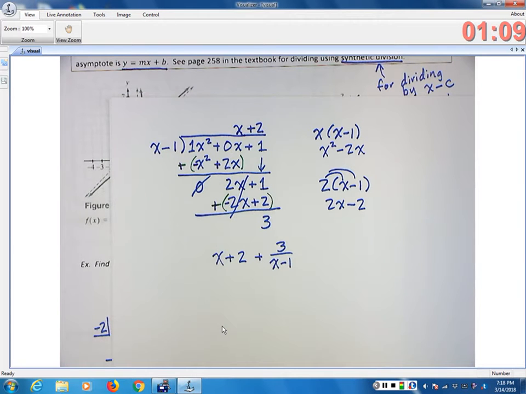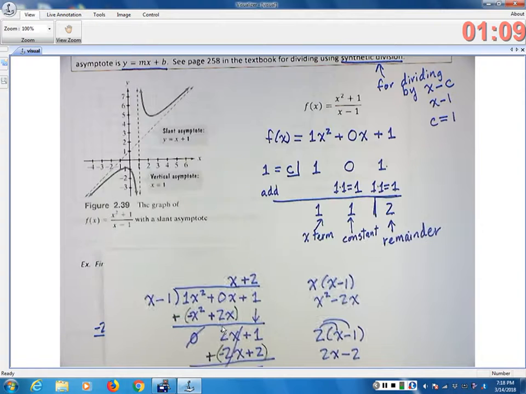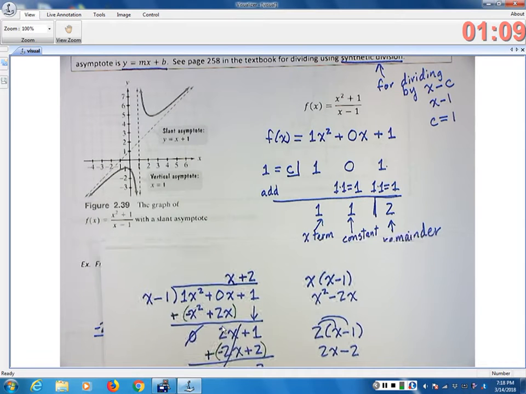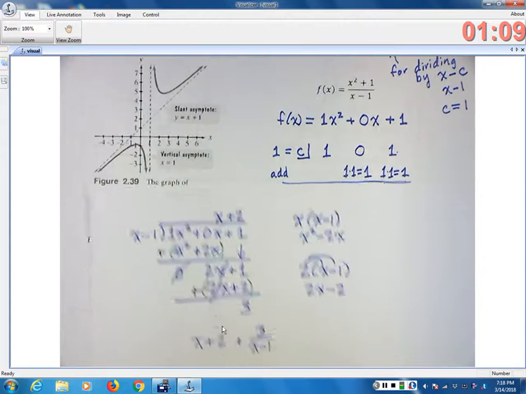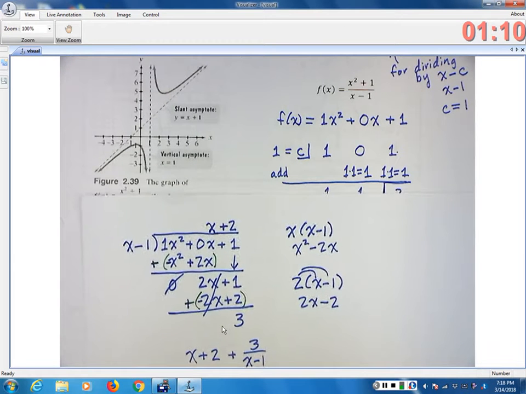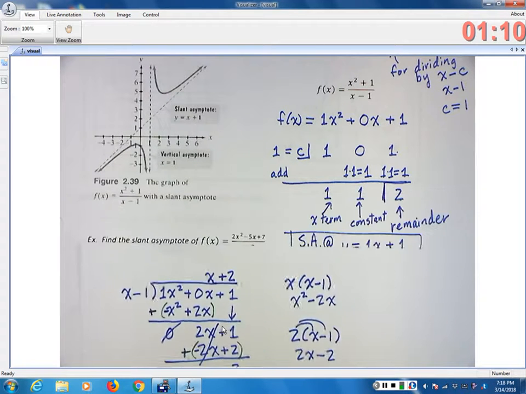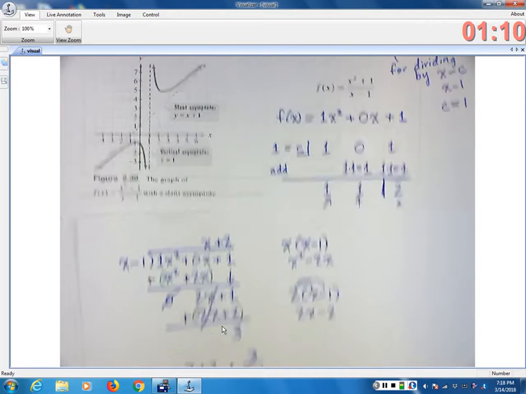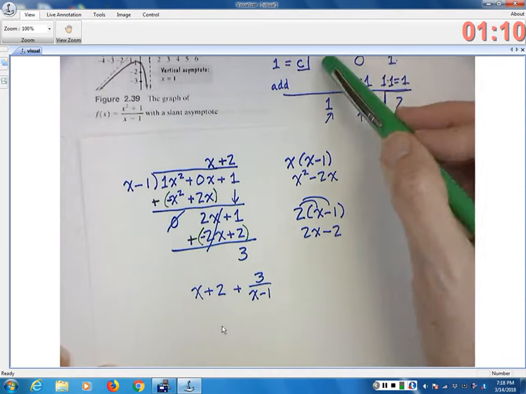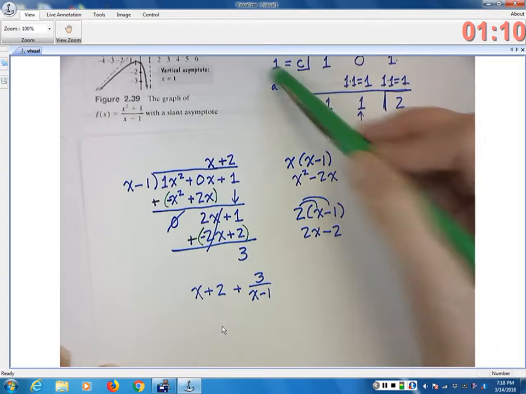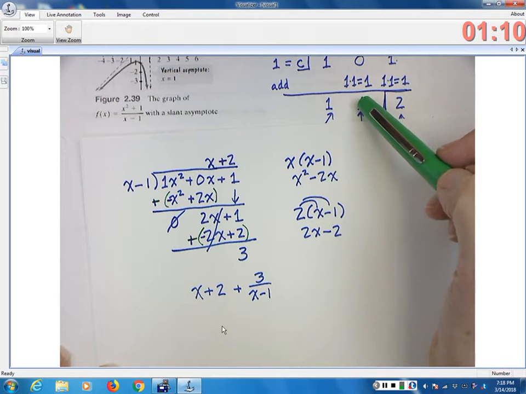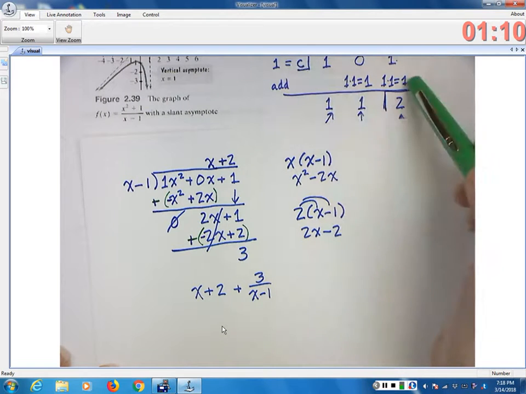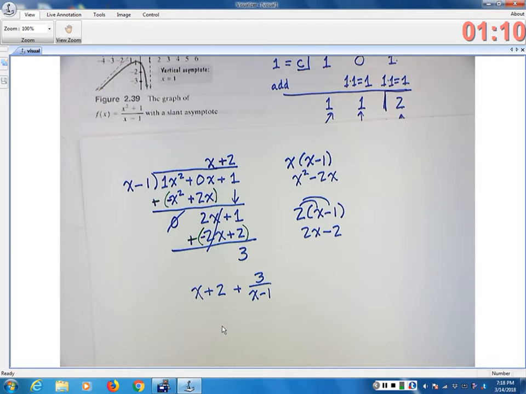And this part, did we get the same thing as when I divided? Wait a minute. How did I get a remainder of 3? Did I do something wrong, guys? I don't know. We're supposed to come out the same. 1 times 1 is 1. 0 plus 1 is 1. 1 times 1 is 1. 1 plus 1 is 2. What did I do here?